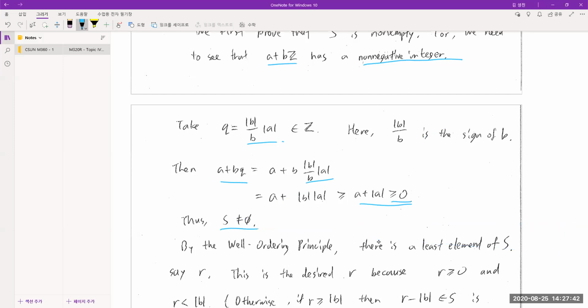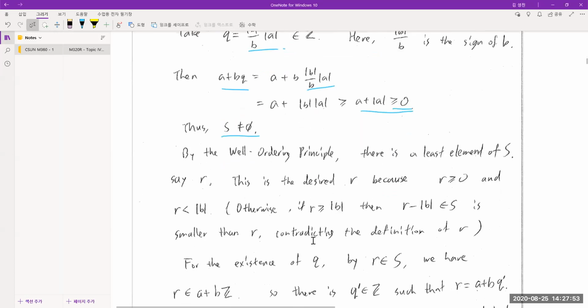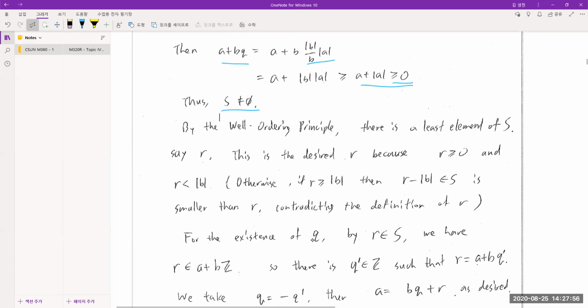So as it is, the set S is a non-empty set, not equal to the empty set. By the well-ordering principle, this non-empty subset of natural numbers with 0 must have a least element. Let's say that is R. Okay. But we now prove that this R is the desired remainder R in the division algorithm.